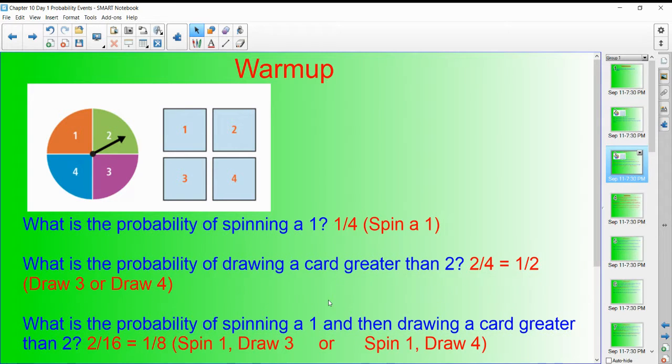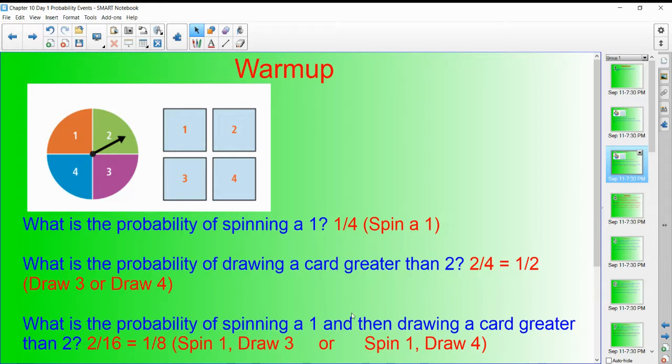Okay, so in each case, there's 4 outcomes. There's 4 outcomes on the spinner. There's 4 outcomes on the cards. So probability of spinning 1 is 1 win out of 4. Only 1 is a winner out of 4. Now, drawing a card greater than 2, I could draw 3 or I could draw 4. So 2 out of the 4 are winners, or 1/2 is the probability.